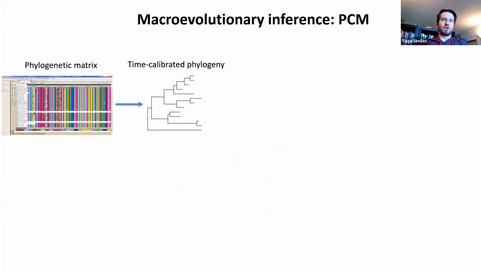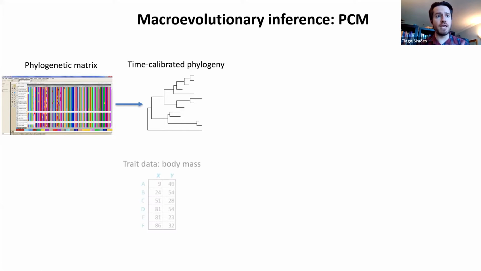For a brief start, I would like to briefly compare what we usually use for macroevolutionary inferences of phenotypic data. Quite commonly, we are used to the traditional approach of using phylogenetic comparative methods, where we start by getting our phylogenetic data matrix, and from that getting a time-calibrated phylogeny, hopefully with fossil data to help us assess evolution through deep time.